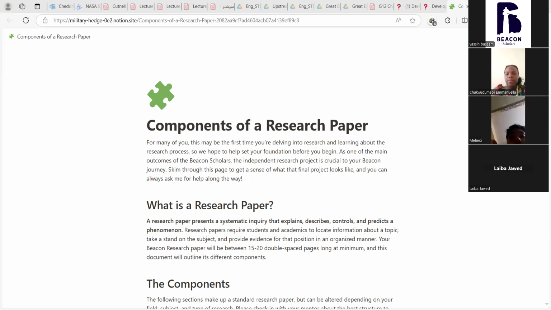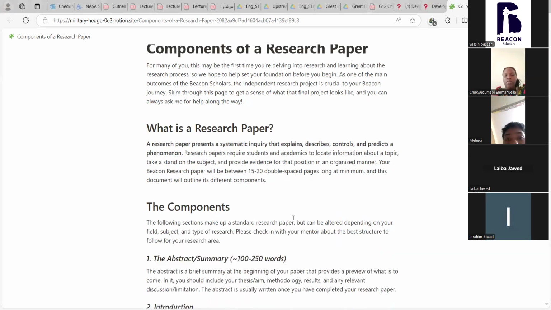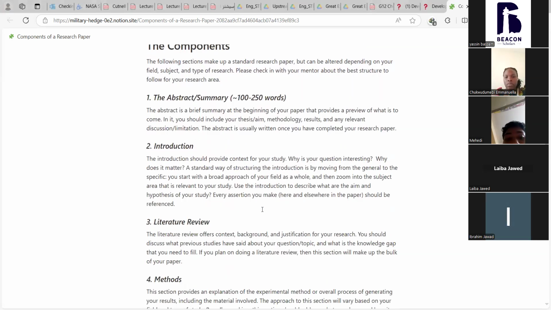Sorry, sir. Good, good. So let's start with the research introduction. The research paper is your opportunity to present your findings in a clear and structured way. So let's go for the introduction. The introduction should provide context for your study. Why is your question interesting? Why does it matter? Does your research topic make a world impact, or an impact in your community, or something like that, or not?